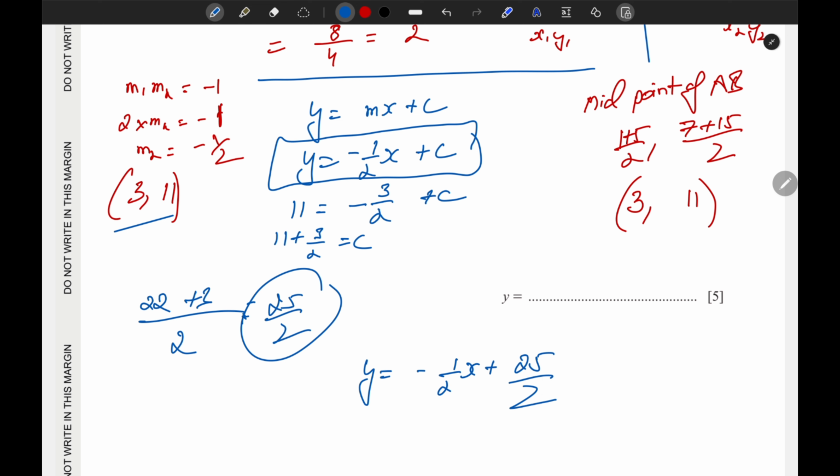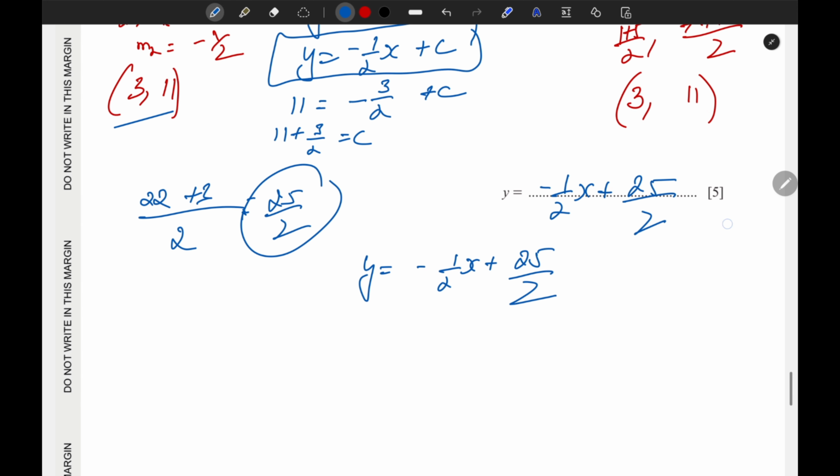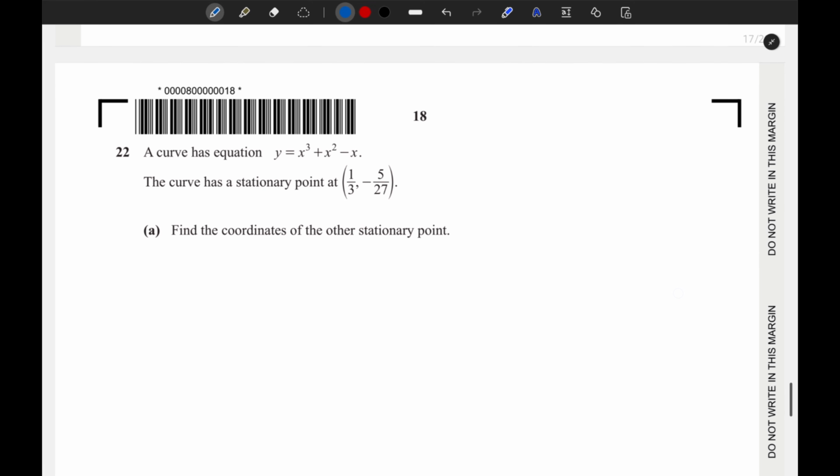Actually, that's what we have to find. So the final answer is half x plus 25 by 2. That is the final answer. Okay, moving on to our next question.